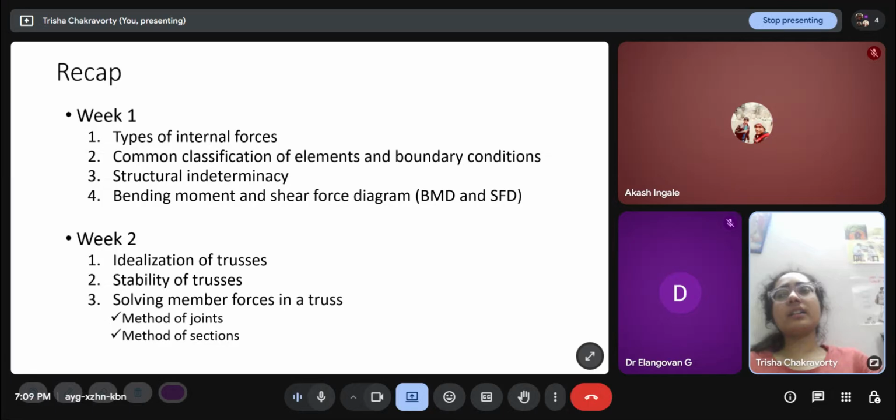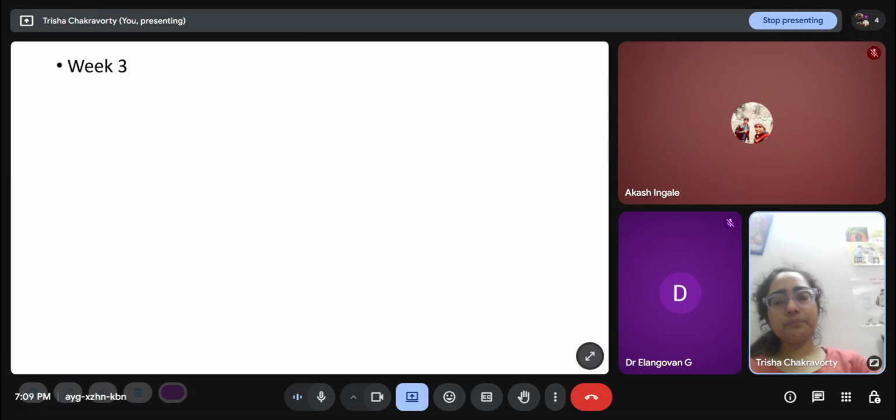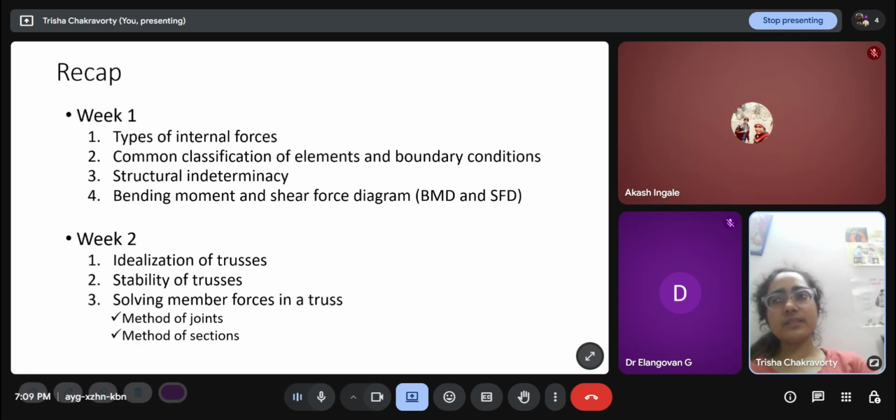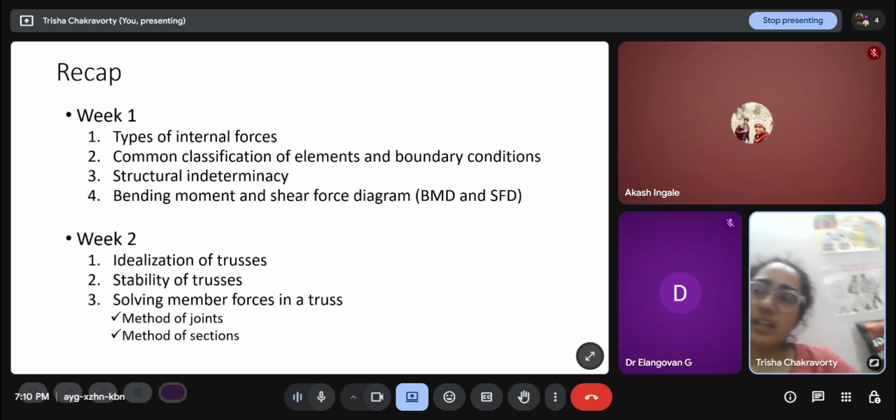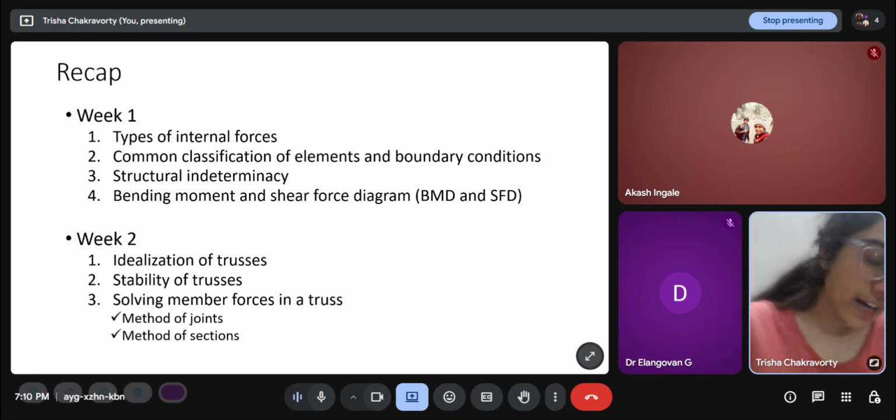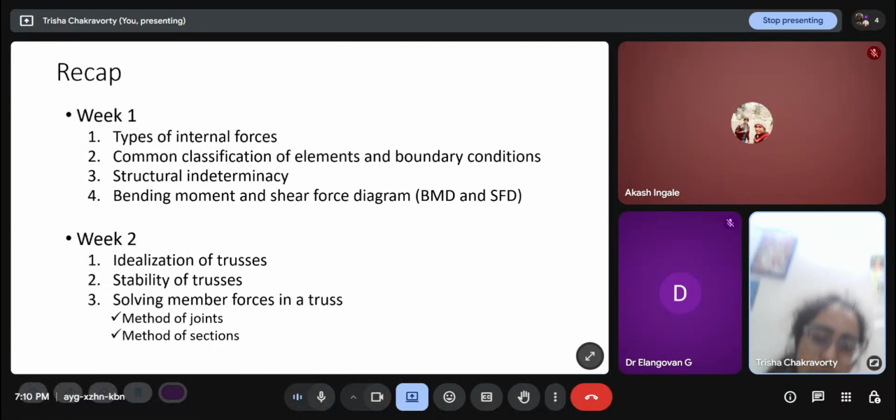And frame elements are a combination of both. So generally, we also draw BMD and SFD of a frame element and also find out the axial force distribution. But generally, in UG courses, the focus is on beams and trusses, not as much on frames, because frames are much more complicated to calculate by hand. So they are generally analyzed using software like STAAD Pro.